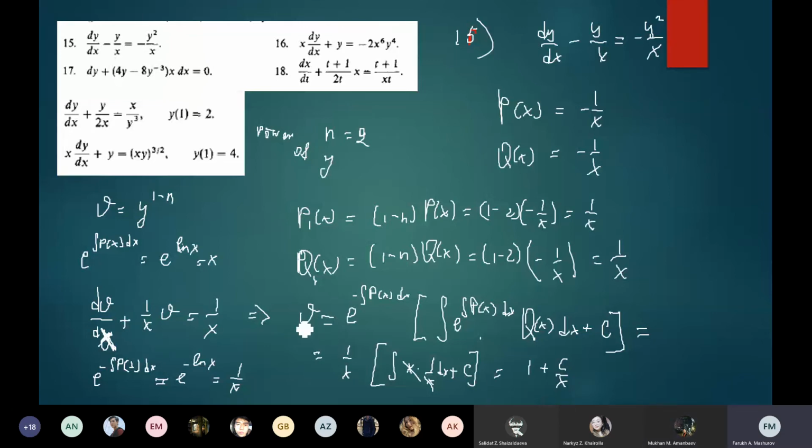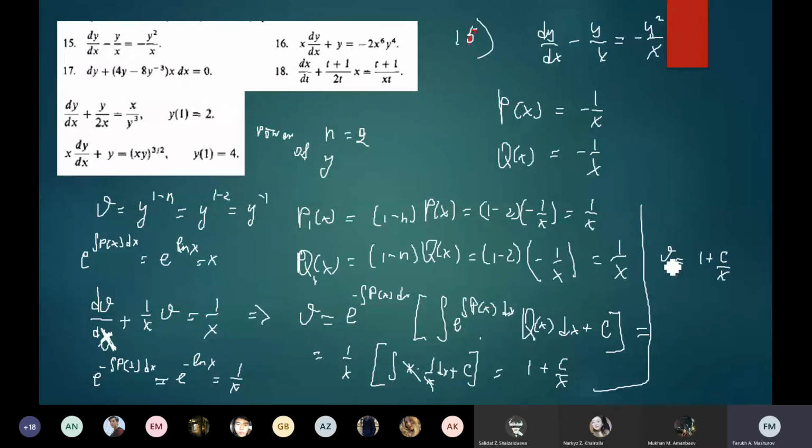Now we found v, but this is not the solution. Let's write v is equal to 1 plus cx. But this is not the solution of this differential equation. To obtain the solution, we need to find y. So what is our y? v is equal to y^(1-n), and in our case n is equal to 2, so 1 minus 2 is equal to y to the power minus 1.